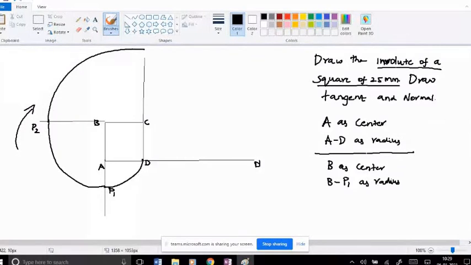Okay. And finally, this is P3. And finally, you need to do it till like this. So you will get something like this. Okay. So this is how the involute needs to be constructed.